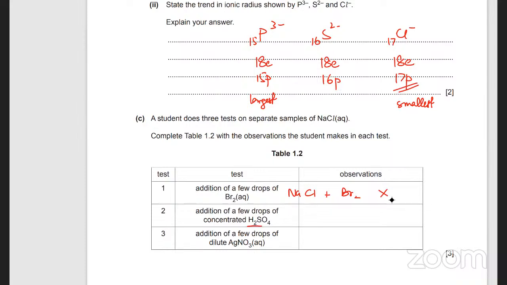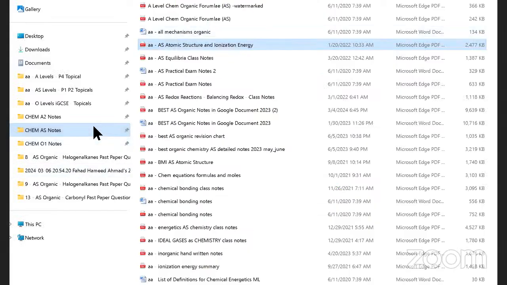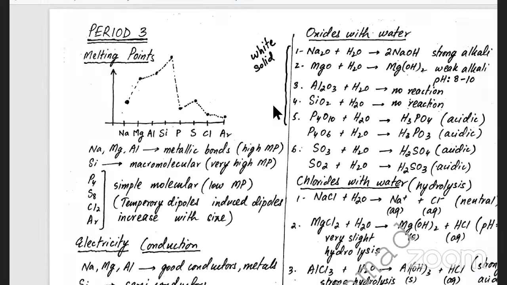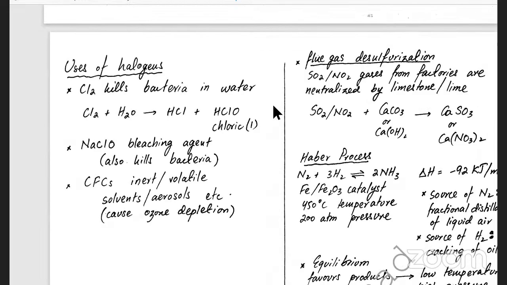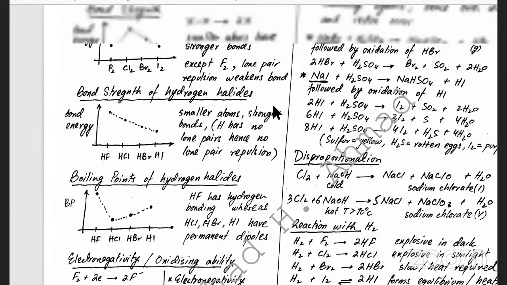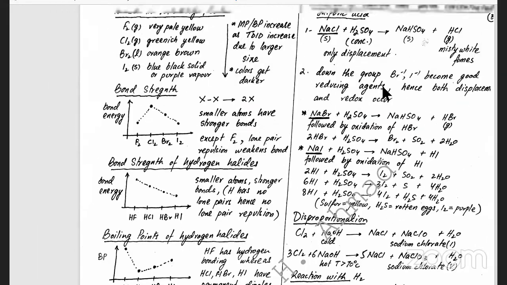So what happens if you add sulfuric acid? What happens with NaCl plus sulfuric acid? This is inorganic, okay? Look at your inorganic notes, the reaction with sulfuric acid. If you have a look at your notes, this corner over here.